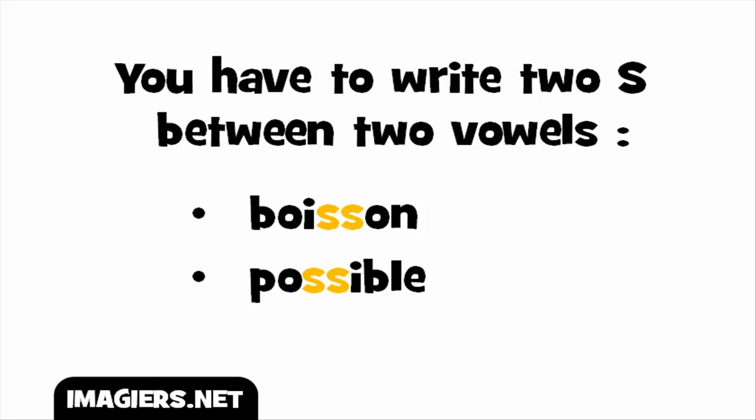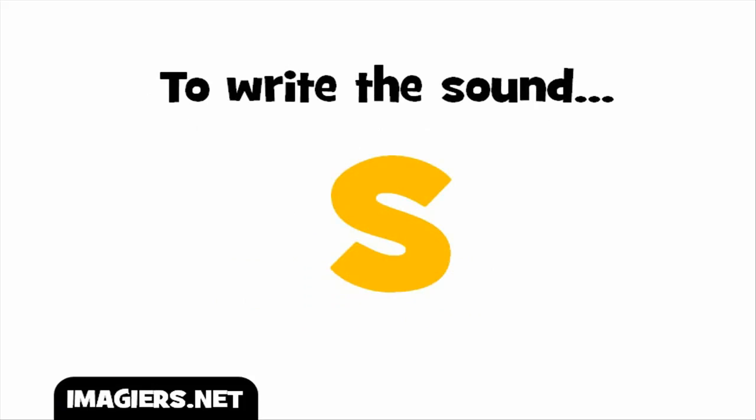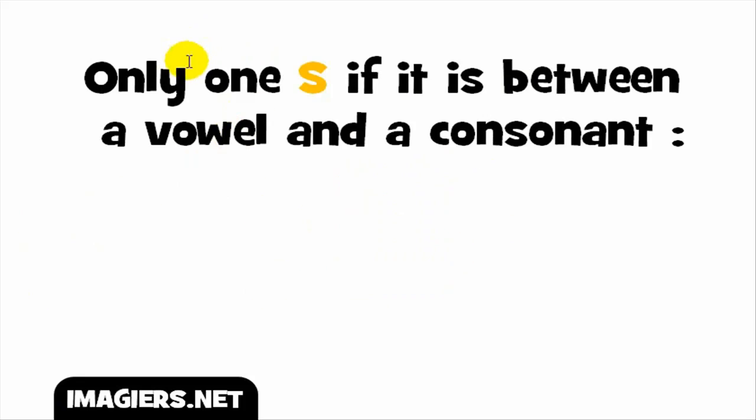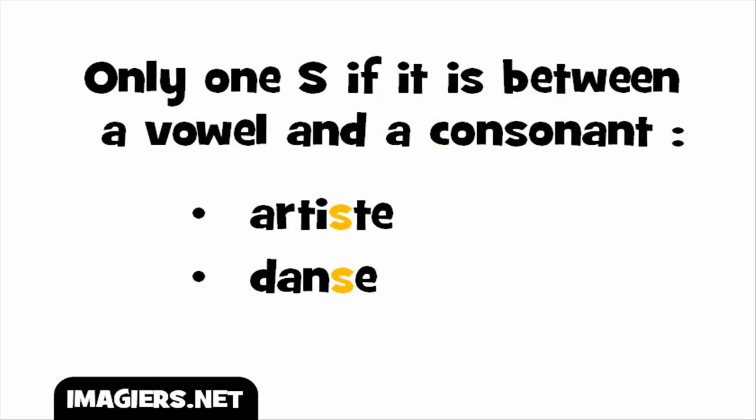And now the second possibility to write the sound S: only one S if it is between a vowel and a consonant. Let's see a few examples now. Here you see that you get this E vowel before, and then you get the T, so a consonant here. And between them you get S. So you will get the sound artiste. You can hear that it's really an S sound.